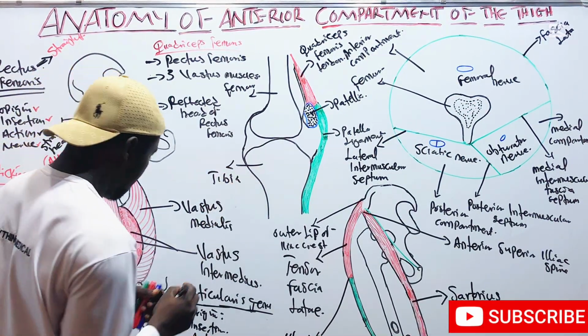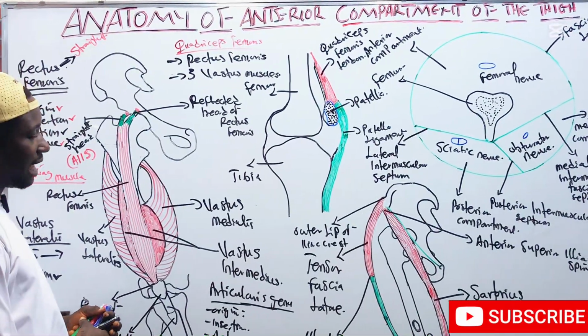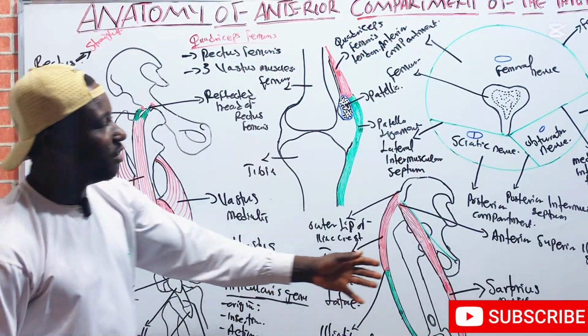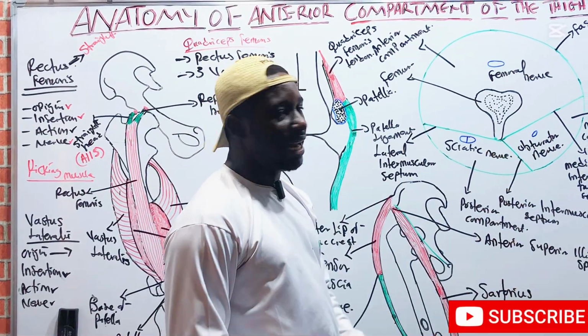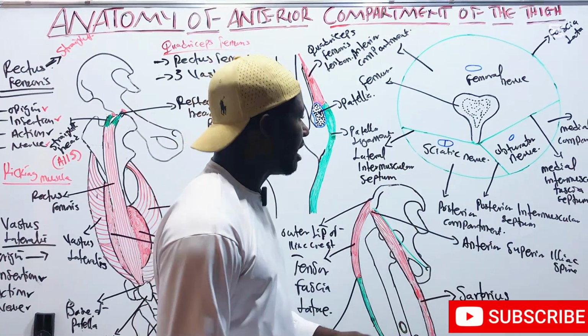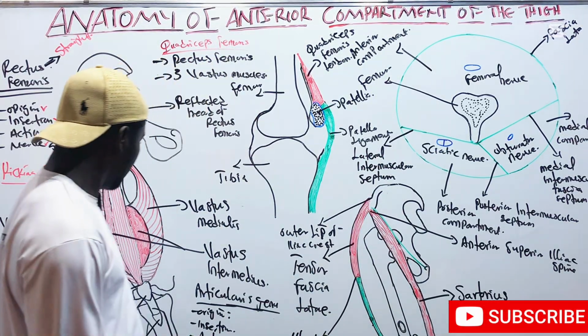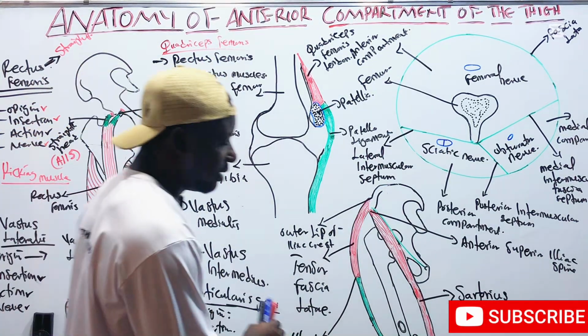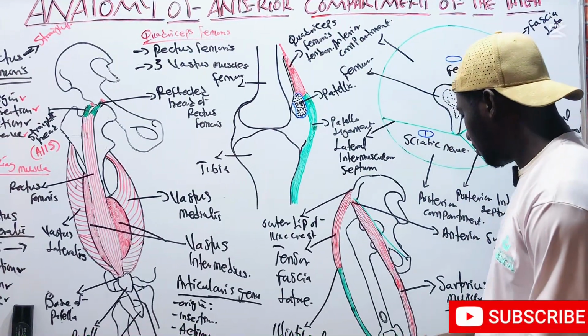So we have done justice to the muscles in the anterior compartment of the thigh region. We have discussed the fascial compartments of the thigh, how the thigh is compartmentalized with fascia, that is the three intermuscular fascial septa. Okay, I believe you understand this class to the end.